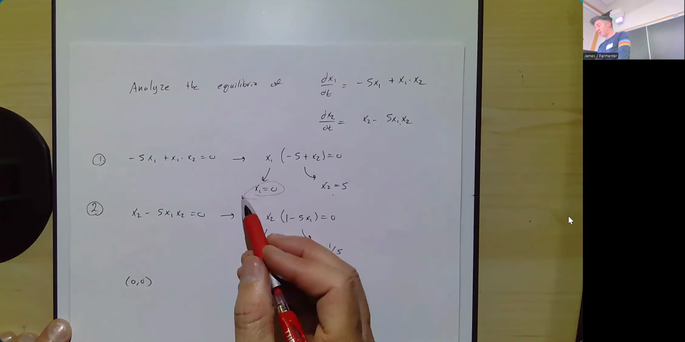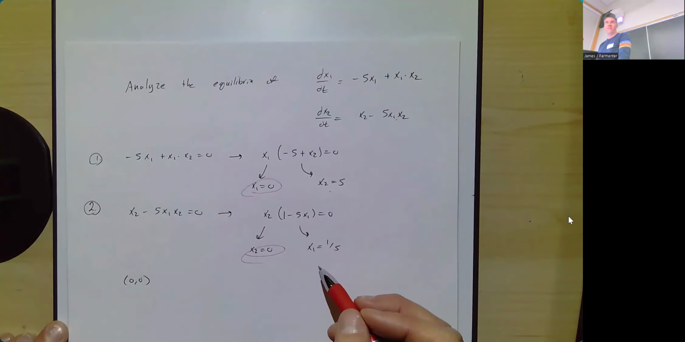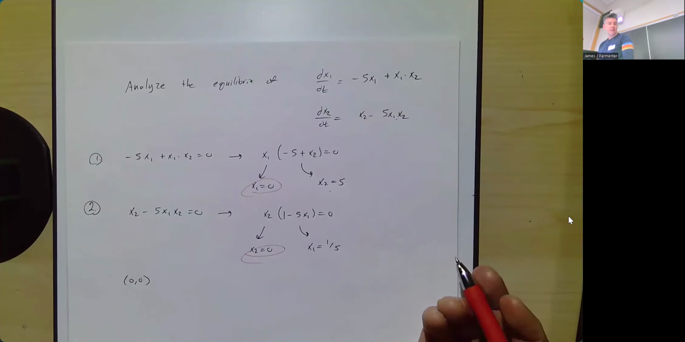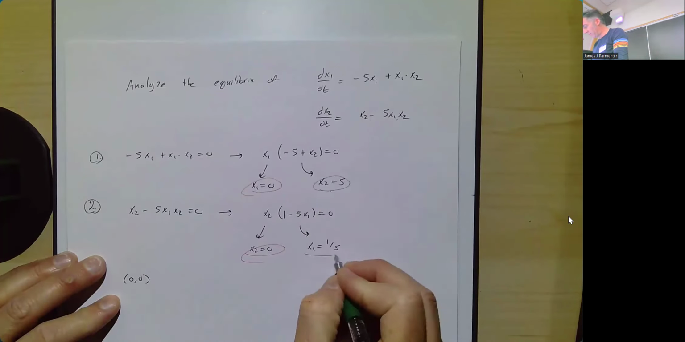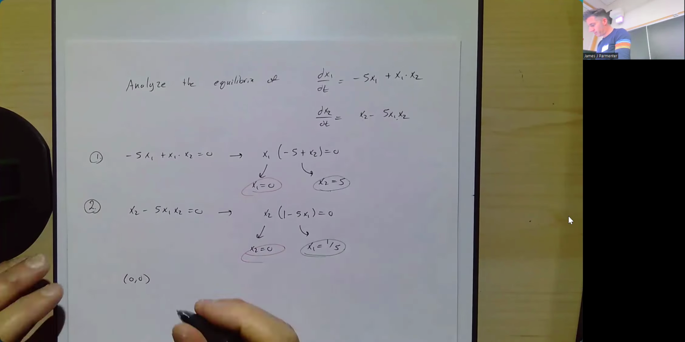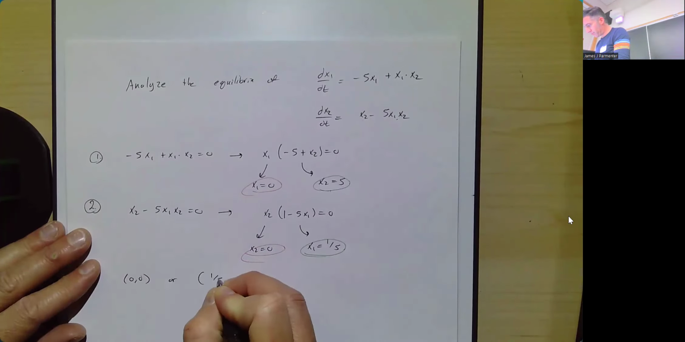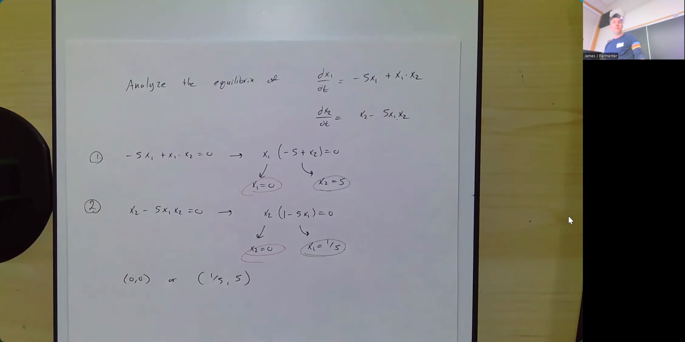Or now, be careful here. I can't say x1 could be 0 and x1 is 1/5. That doesn't make any sense. The other pairing is x2 is 5 and x1 is 1/5. So that's my other one. So those are my equilibria. And then we find the Jacobian, and then we plug in the points.